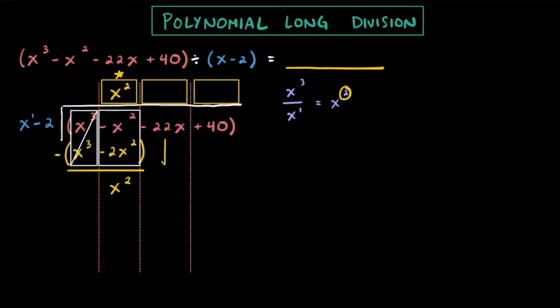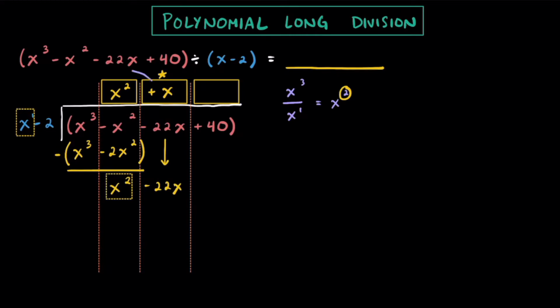Next, we're going to go ahead and bring down this negative 22x to join this x squared. And we're going to go ahead and repeat the process and try to find a term that we can write over here, so that when we multiply it by this x to the first power, it matches this x to the second power. Writing a positive 1x as this term, let's see if this works. Multiplying this positive x to the first power by this positive x to the first power, that's going to get exactly what we wanted, this positive x squared on the bottom.